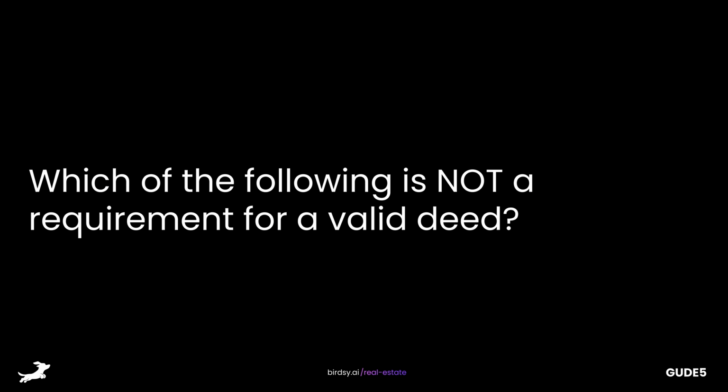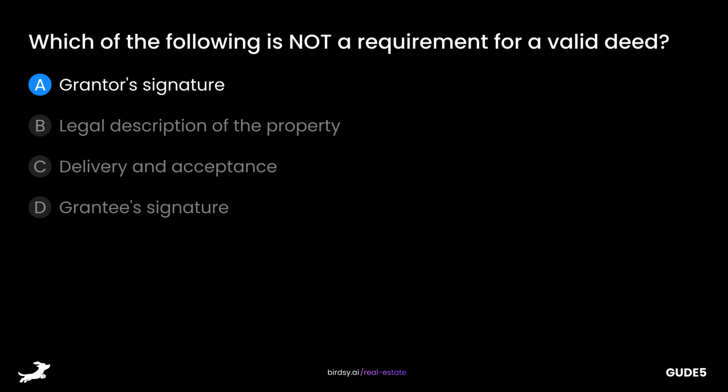Which of the following is not a requirement for a valid deed? Is it A, grantor's signature? B, legal description of the property? C, delivery and acceptance? Or D, grantee's signature? The answer is D, grantee's signature.